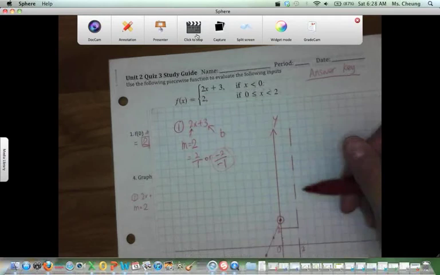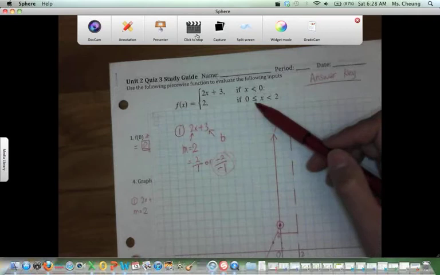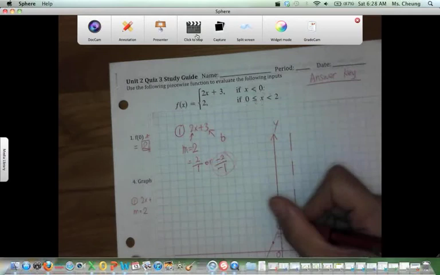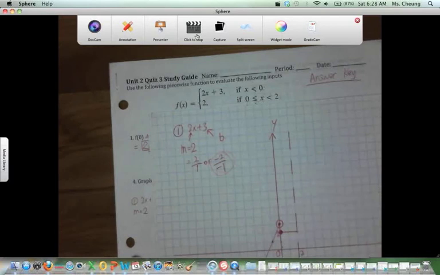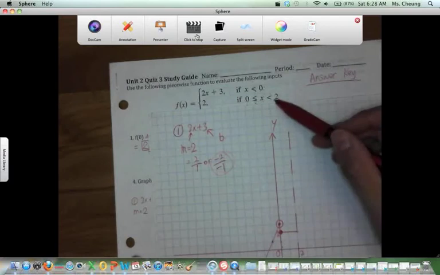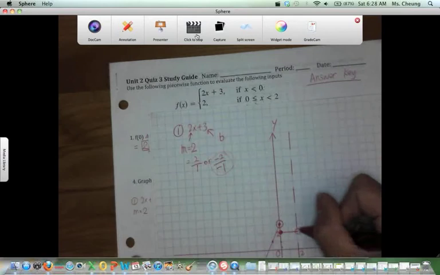After that, you have to determine if it's a closed dot or an open dot for 0. So this one is equal, so it's going to be closed, a solid one. It's less than 2, so 2 here is going to be open because it does not equal.